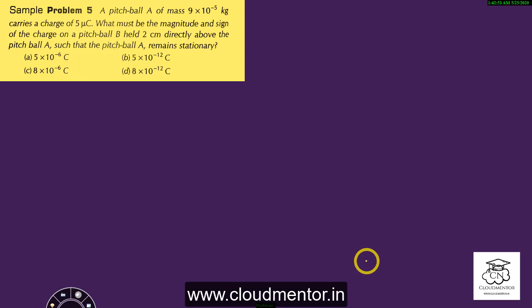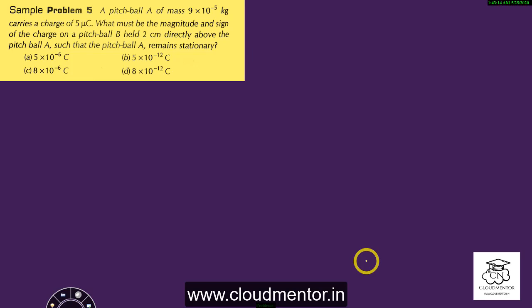A pith ball A of mass 9 multiplied by 10 raised to minus 5 kilogram carries a charge of 5 microcoulomb. What must be the magnitude and sign of the charge on a pith ball B held 2 cm directly above the pith ball A, such that the pith ball A remains stationary?